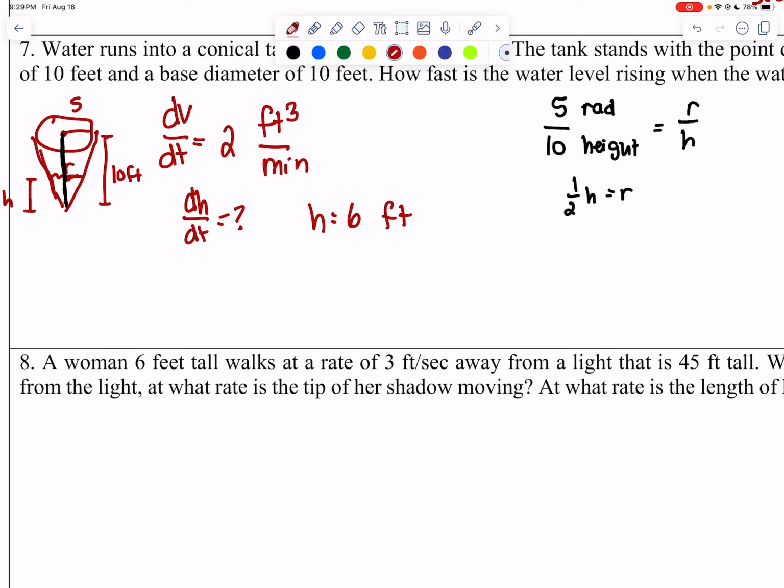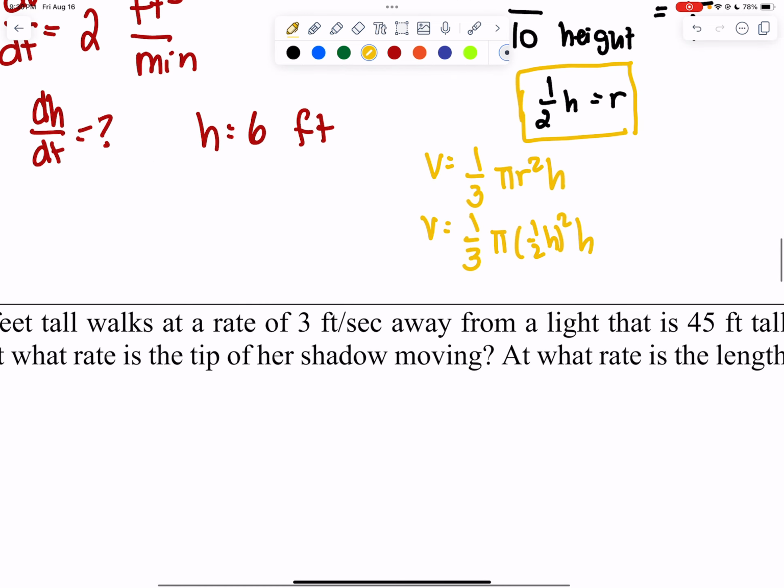All right, so remember that the volume of a cone is 1/3 pi r squared h. Well, we don't know what R is, but we did use substitution here to figure out that 1/2 H is equal to R. So I'm going to use that to help us. Oops, forgot an H. Then I'm going to simplify that. So 1/2 squared is 1/4. 1/4 times 1/3 is 1/12. Pi. We have H squared and H, so that's going to be H to the 3rd.